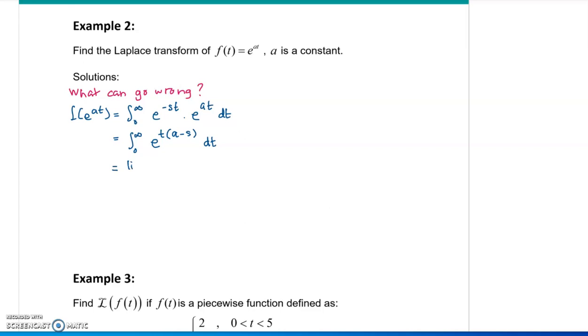Now it is the limit. In terms of an improper integral, we can write it as the limit as k approaches infinity, of the integral from 0 to k of e to the power t(a minus s). By this integral, the result is e to the power t(a minus s), divided by a minus s, since differentiating t(a minus s) with respect to t gives a minus s. And then we evaluate from 0 to k.